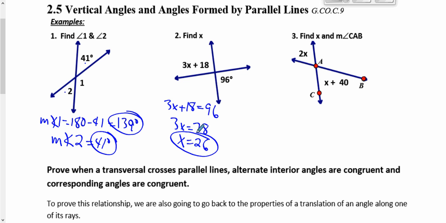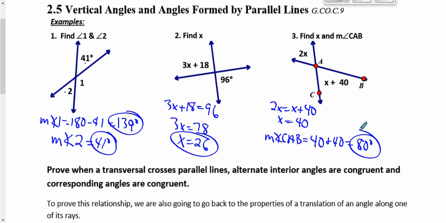Give me a second on the last one. Now be careful. What do they want us to find on the last? Well, boy, they really spelled it out for us. Find X and measure of CAB. A lot of times, most of the time, they'll just say find a measure of angle CAB. But we're not done when we get X. What do we need to do now? So CAB is this X plus 40. So the measure of angle CAB is going to be our 40 plus 40, and we get 80 degrees. Okay?